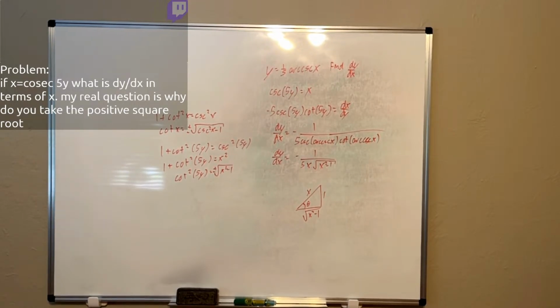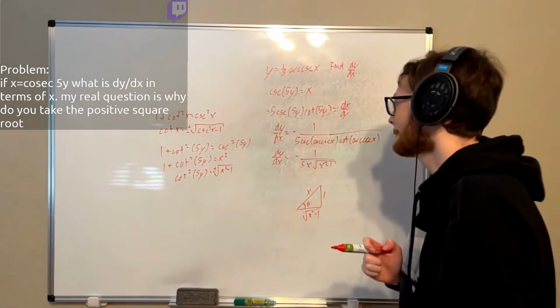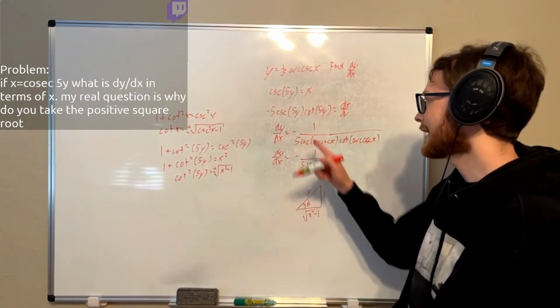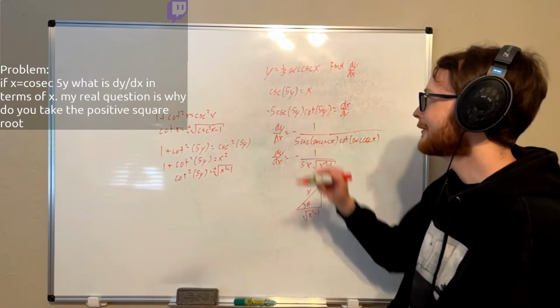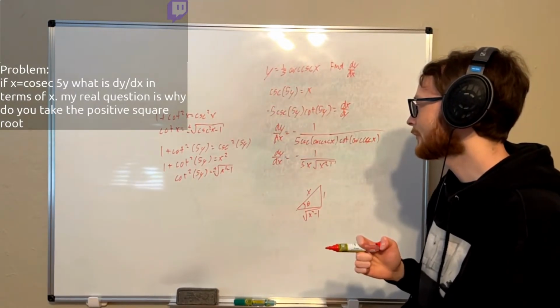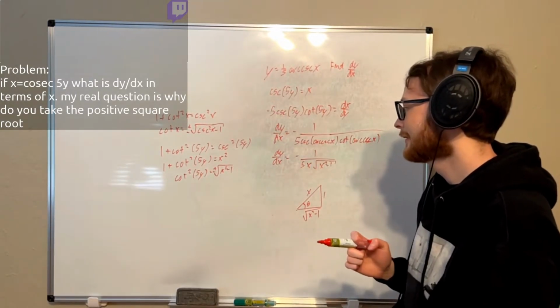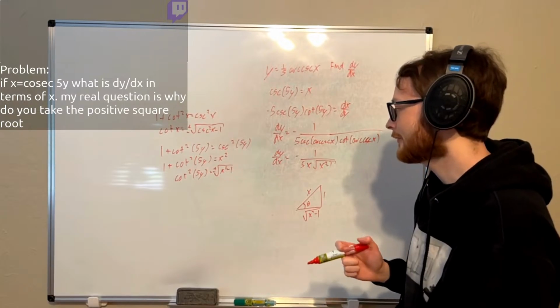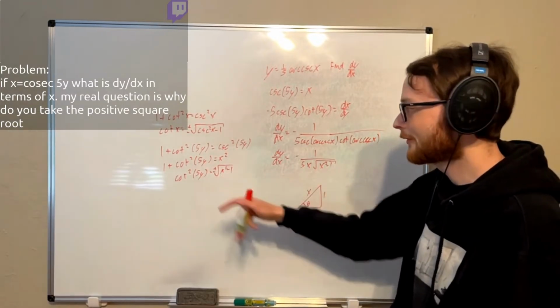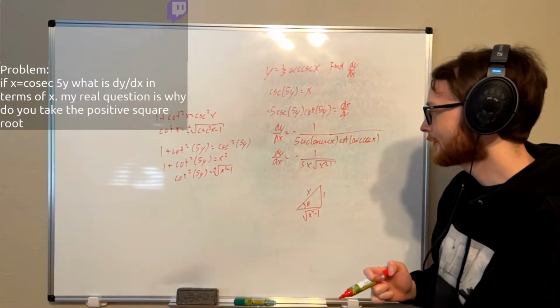Okay. I think it's a lot more direct. At this stage, you just remember that y is 1/5 arc cosecant x. There probably is some justification still to decide between the plus and minus. I'm just having a really hard time coming up with it.